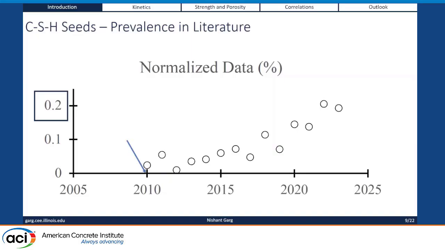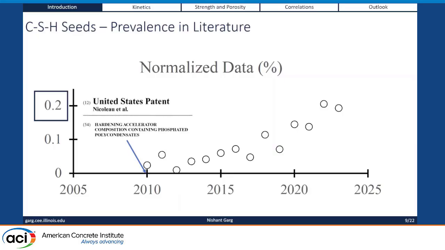Now, what happened in 2010? Well, we don't know, but I think one interesting thing is that a patent came out which talks about these hardening accelerators. I think there were some papers in 2009, two key papers, but they did not use the word CSH seed, they used the words nucleation seeding.